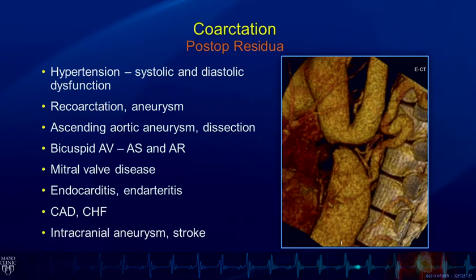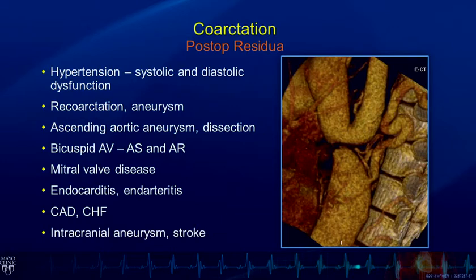Hypertension is present in up to 75% of patients, and this can cause systolic and diastolic dysfunction. Recoarctation is not uncommon, and indeed aneurysms can form in the region of prior coarctation repair. These patients are also prone to aneurysm formation in the region of the ascending aorta, and of course aneurysms in either location are at increased risk for aortic dissection.